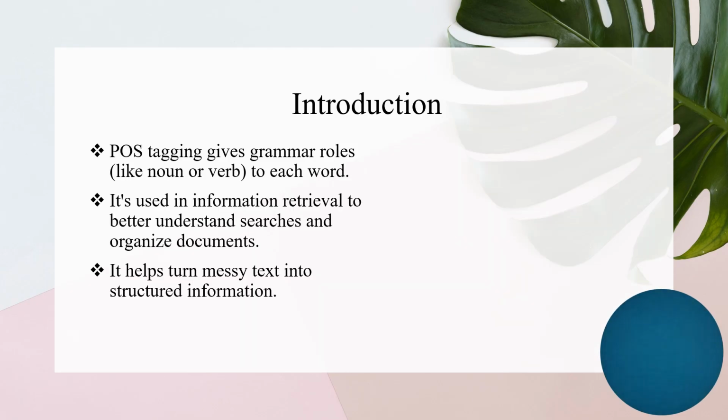POS tagging, as the name suggests, parts of speech tagging, gives grammar roles like noun and verb to each word, and it is used in information retrieval to better understand searches and organize documents. So it refers to assigning grammatical labels to each word in a text, like noun, verb, or adjective. These techniques are used in information retrieval to improve query understanding, context indexing, and relevance ranking. It also helps us turn messy text into structured information, and it enables semantic-aware retrieval systems.